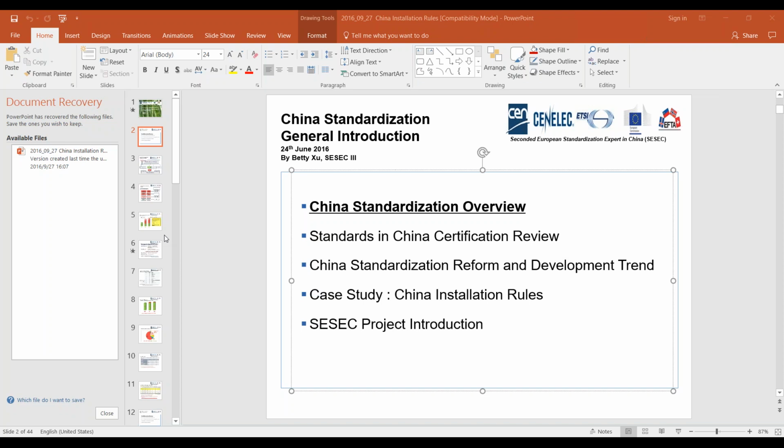Here we have a question: do you know if it's possible for our local subsidiaries to participate in the Chinese Technical Committee? Yes, there is a possibility to join the China Technical Committees, but you have to be Chinese because the working language in China is Chinese. And also you have to make some contributions to the local technical committees.